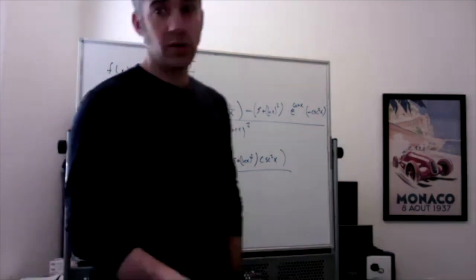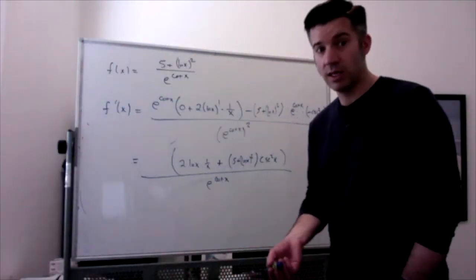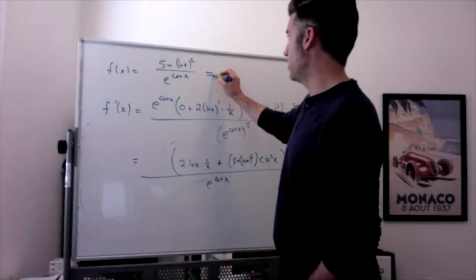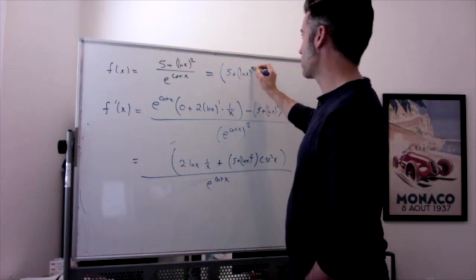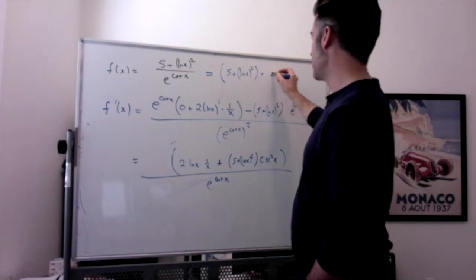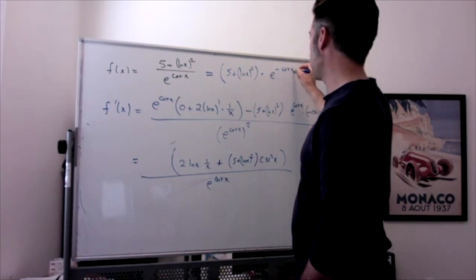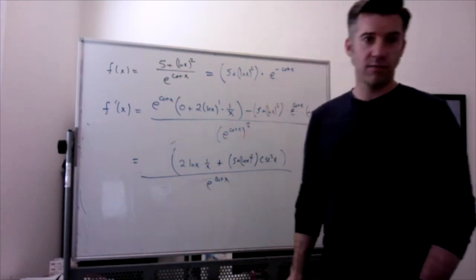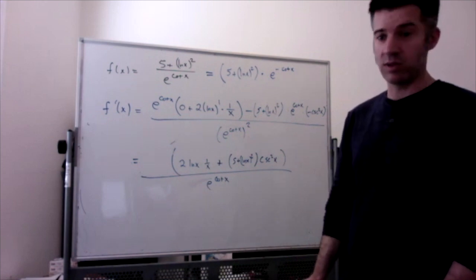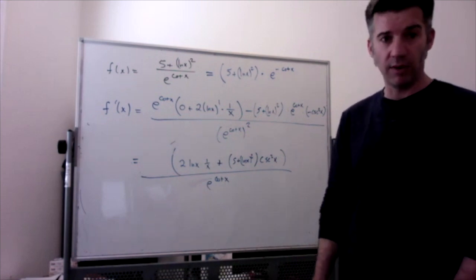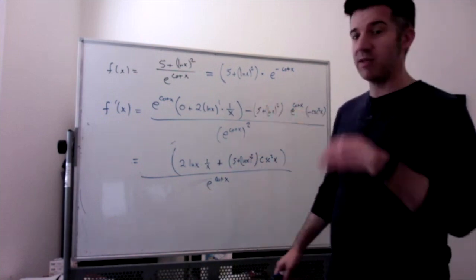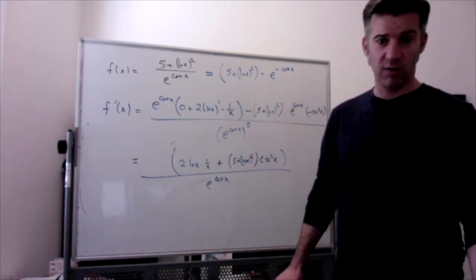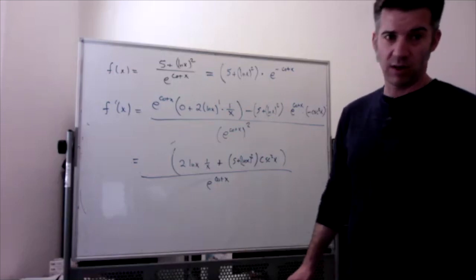Alternatively, which probably might have been a better choice, is we could have rewritten this as 5 plus the natural log of x squared times e to the negative cotangent of x. That prevents us from having to use the quotient rule, which probably is desirable here. So if I was doing this problem again, which I'm not, I would probably do it that way. If it's easy to bring your denominator up to the numerator, that's often a good choice.